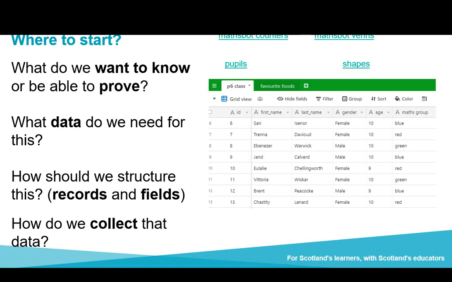In terms of the knowledge of data science there, they've got to understand what a record and a field is. If you're familiar with spreadsheets, you're probably thinking of rows and columns here. In terms of a database, this is a record, and this is about student 6, who is Sari Eisenhower. She's female, she's 10, and she's in the blue maths group, but this is the record. All of this information relates to student 6, and the fields such as name, gender, age, these are the characteristics we can hold in that record.